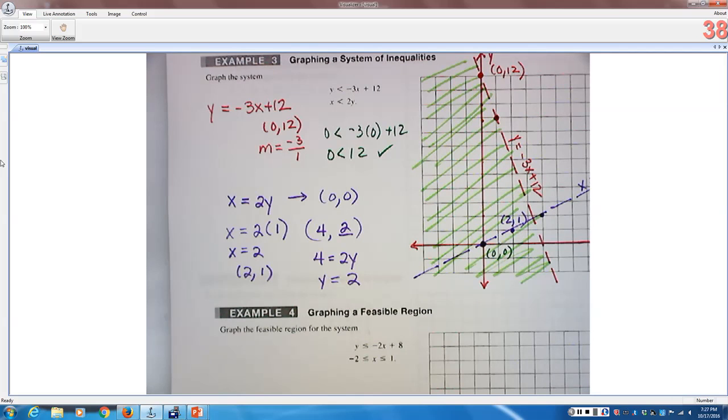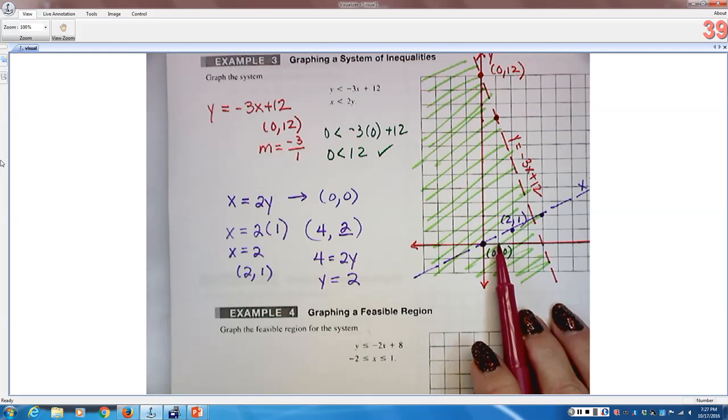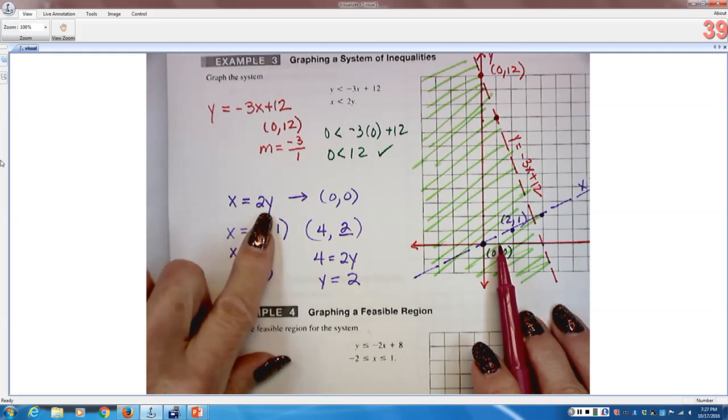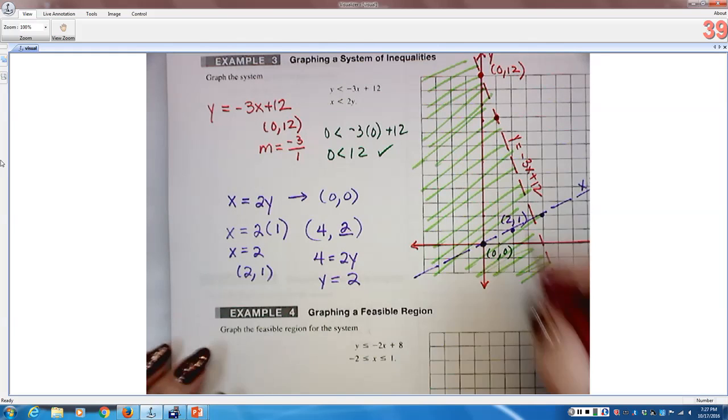That's not on the line. 1, 1? No, it's not on the line, because 1 doesn't equal 2. Okay, so let's choose 1, 1.